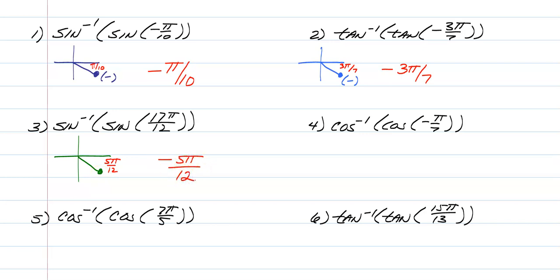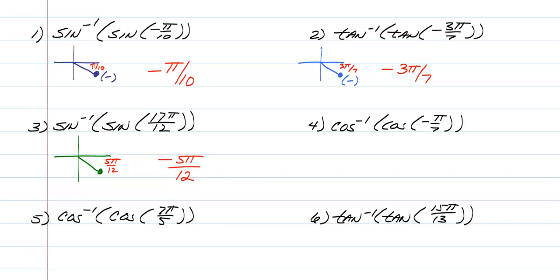Okay, so it didn't just give you 17 pi over 12 because, number one, you have to remember reference angles are always going to be less than 90 degrees or less than pi over 2. So you're down here and you have to remember sine is negative down there. So that's where we're going to get a negative 5 pi over 12.